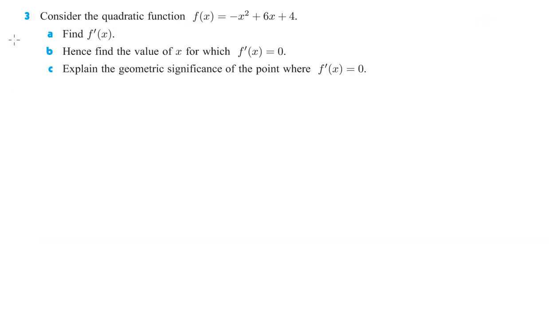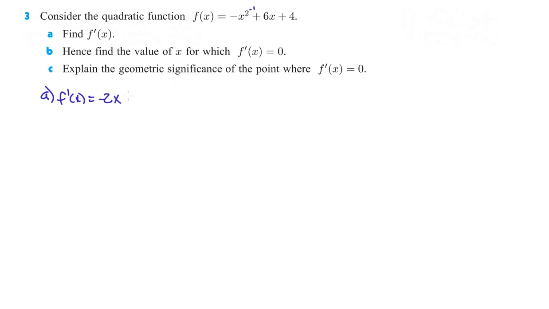Okay, moving on to the next one here. We got number 3. Consider the quadratic function. Find f prime of x. So find our derivative. So f prime of x equals 2 times negative 1 is negative 2x.